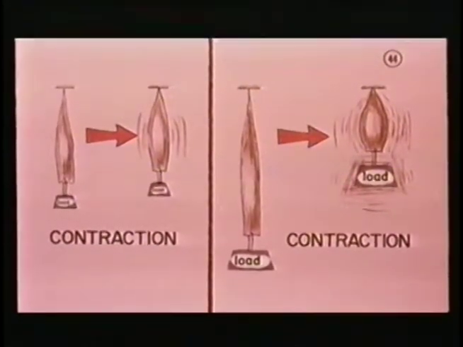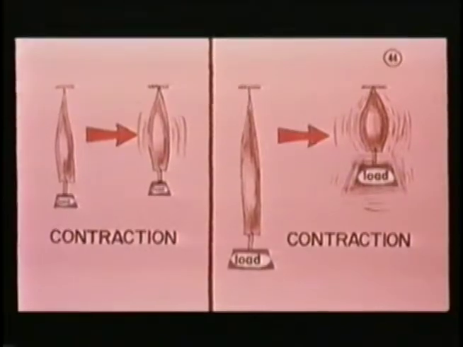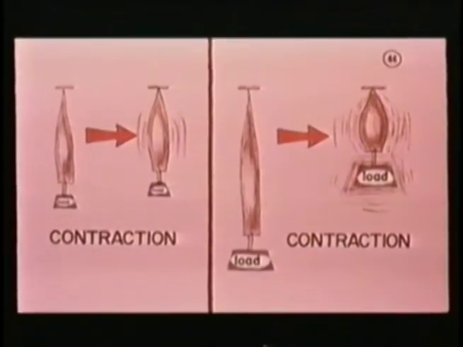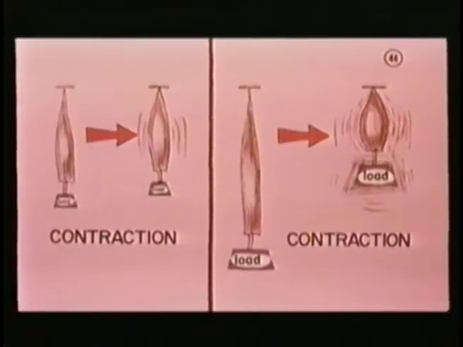Preloading the muscle adequately is crucial. The more the muscle is pre-stretched, within limits, the more vigorously it contracts, and the more it can shorten during a contraction.